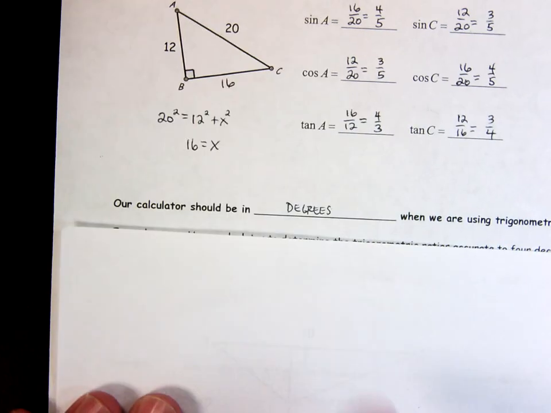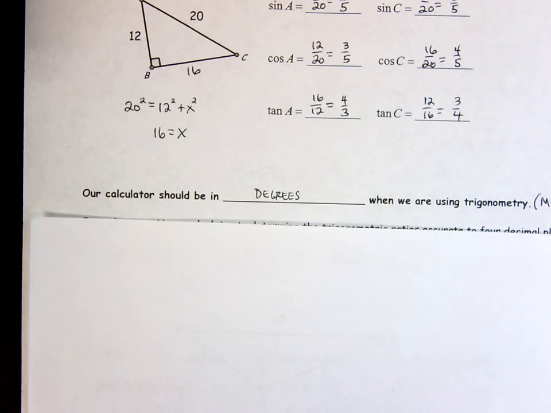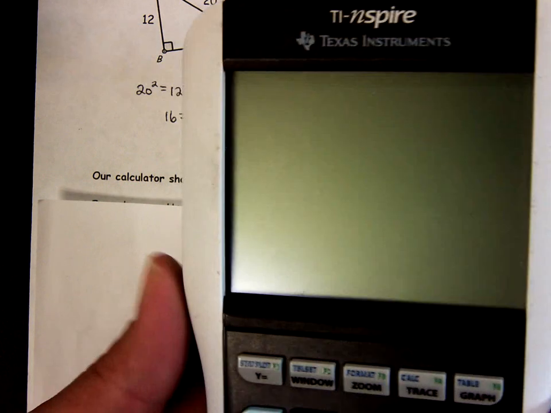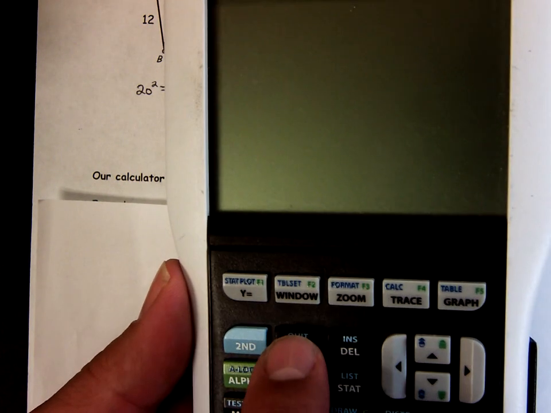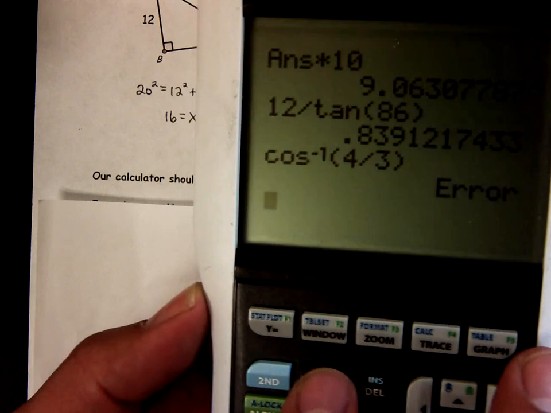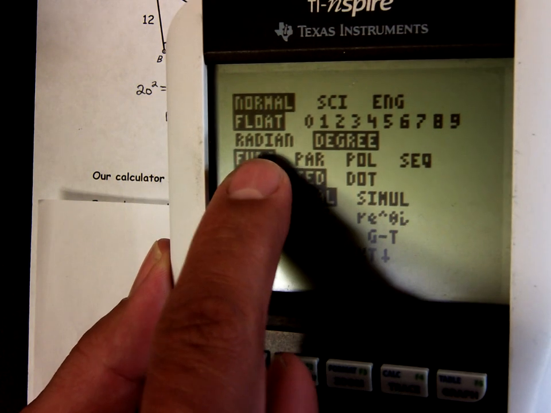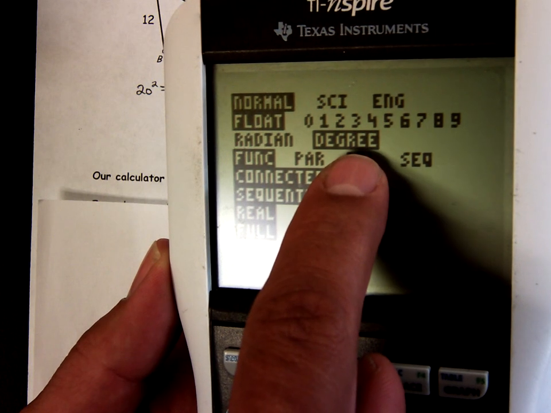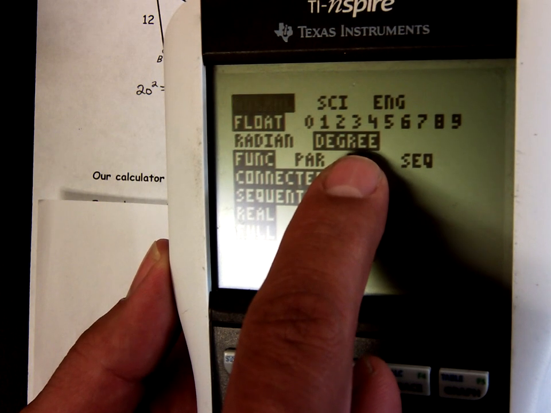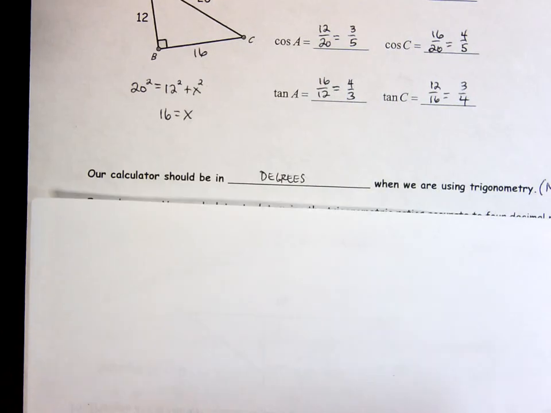This is important. When we are doing trig, be sure your calculator is in degrees. I don't know how well this is going to show up. But on my calculator, see where it says mode? You have to press the mode button. Notice at the top where it says radians and it says degrees, you have to make sure that it is the degrees that is highlighted, or else you're going to get the wrong answer every time you do this. It's in the mode. I wrote it right here. Be sure you know to go into mode.